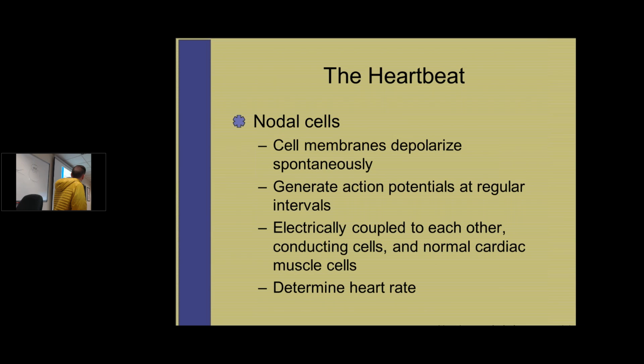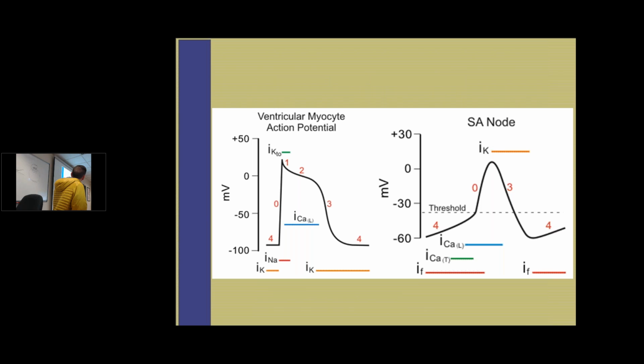Each muscle is electrically coupled to each other, and that's why the muscles can still receive that electrical impulse even if the conducting system's out, because the muscles are connected to each other. It's just slower and delayed.